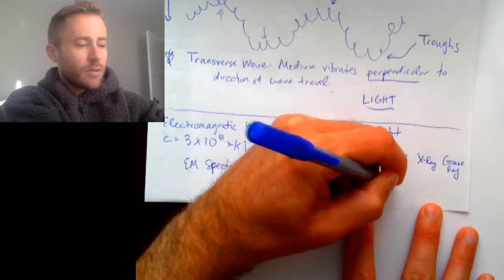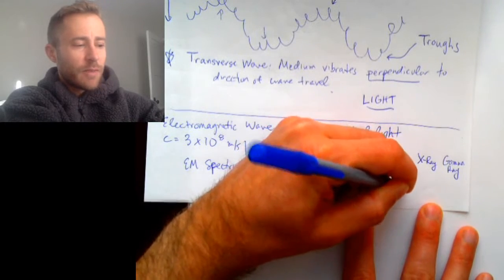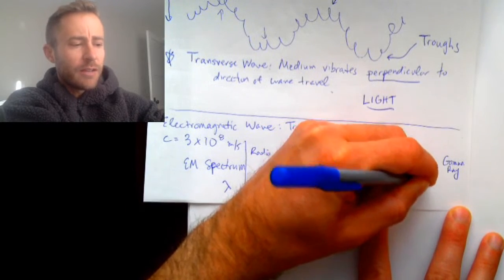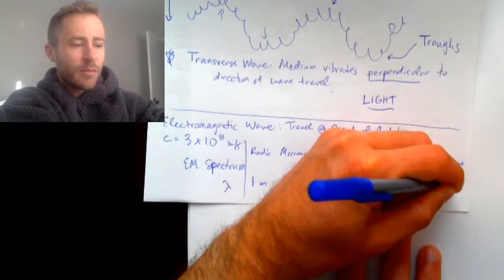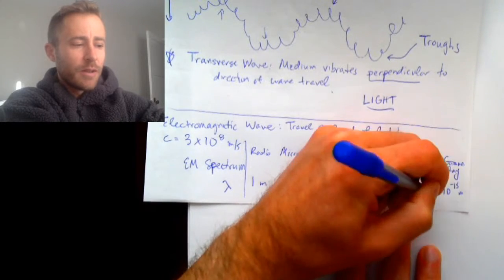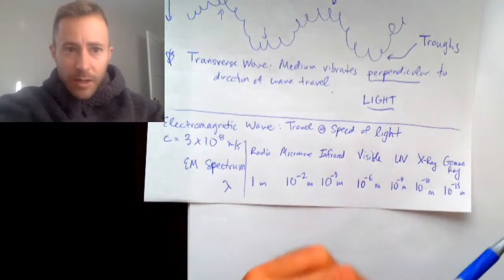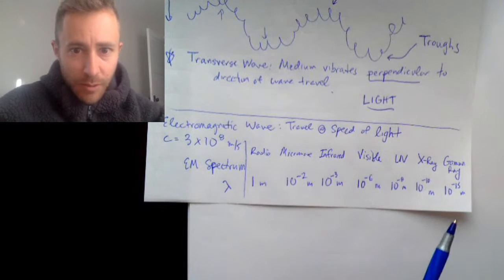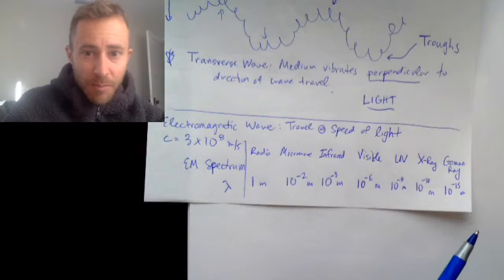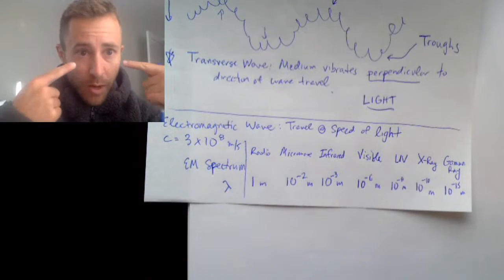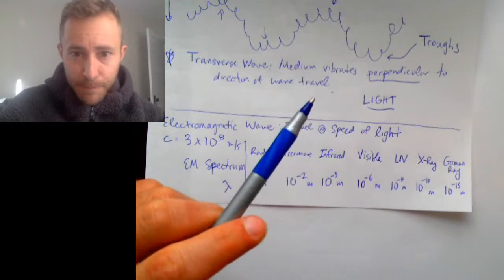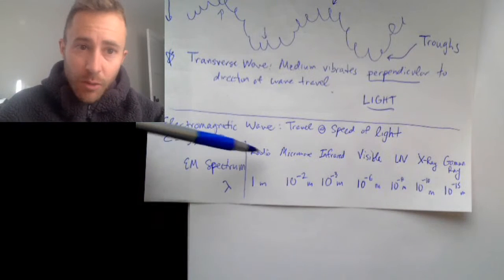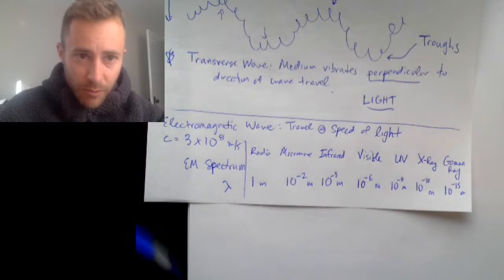Ultraviolet, the wavelength is about 10 to the minus 8 meters. X-ray is about 10 to the minus 10, and gamma ray is about 10 to the minus 15 meters. So gamma rays have the shortest wavelength of all the electromagnetic waves, but it's the same type of wave as the wave that your eyes are seeing. The only thing that differentiates radio waves from visible light is wavelength.